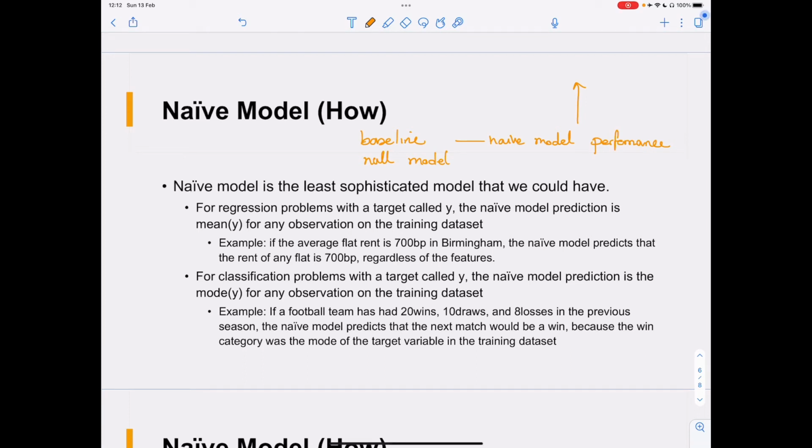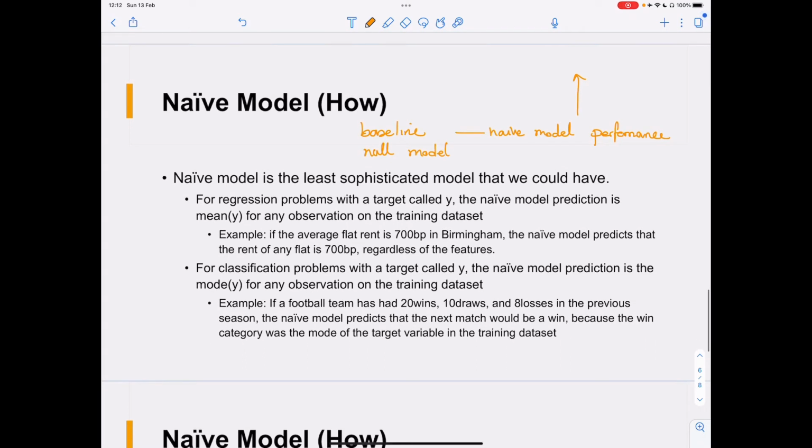So we learned what a naive model is. We learned why we need a naive model. What is its role? Now let's talk about how to define it and how to use it in practice.